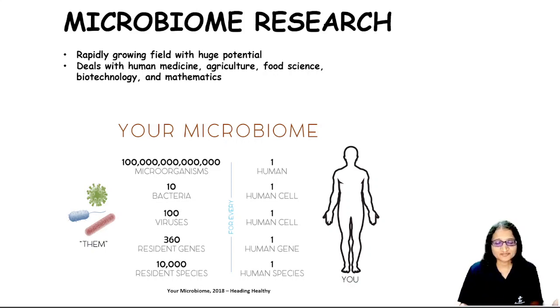So, what they found is something fascinating and interesting when they compared humans with the microorganisms. They found that 100 trillion of these microorganisms is equal to one human, and among these microorganisms, 10 bacteria is equal to one human cell, and 100 viruses is equal to one human cell. 360 resident genes of these microorganisms is equal to one human gene, and 10,000 species of these microorganisms is equal to one human species. So with these numbers, they thought that we are more microbes than human, and we are in a soup of microorganisms.